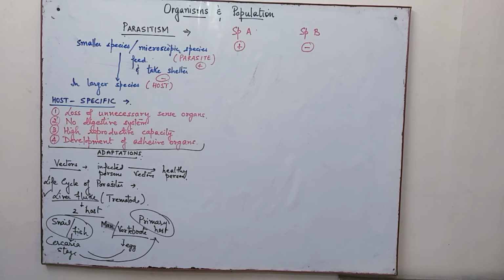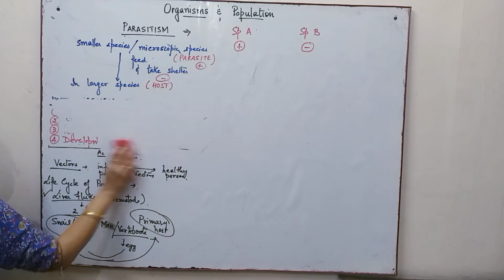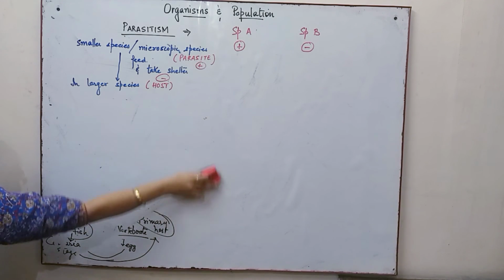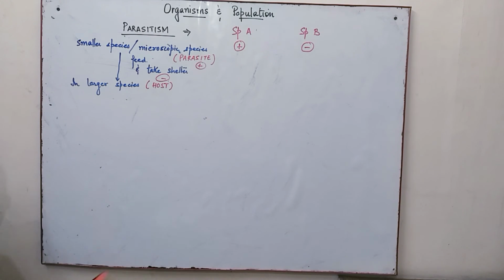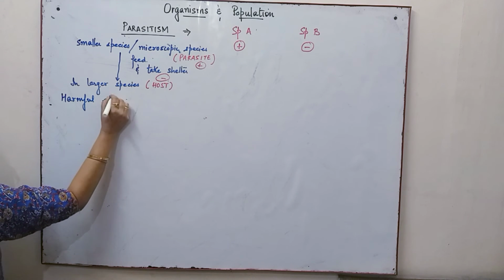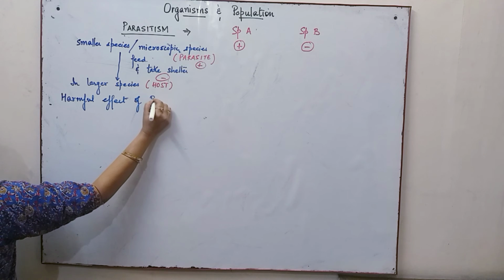The malarial parasite also has a vector, which is the mosquito, which passes on the disease to another host. Now most of the parasites we have seen or studied are actually damaging the host. The parasites damage the host, and the damage can be the harmful effect of parasites.